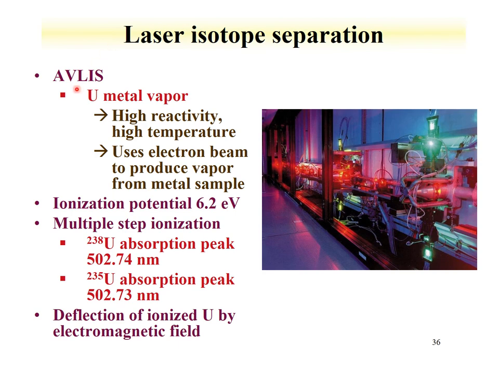AVLIS uses a uranium metal vapor, produced by an electron beam, and you take this uranium metal vapor and it goes into a gas phase, and you have multiple ionization steps. Uranium-238 has an absorption peak at 502.74 nanometers, and the 235 is 502.73. So what one can do is multiply ionize the uranium-235 preferentially, first by hitting this 502.73, making an excited state, and then taking that excited state, ionizing it, and then the uranium that's ionized is deflected by a magnetic field, thereby enriching the uranium-235. And like the other systems, one would need a cascade.